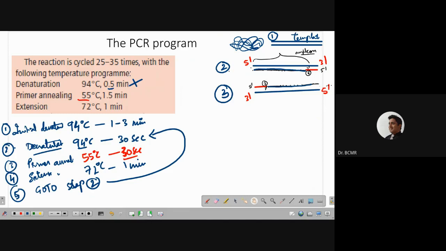Typically, PCR reactions will be made to go for say 25 to 30 cycles. So the PCR machine will keep on going through these temperatures: 94 degrees centigrade for 30 seconds, then 55, then 72, and will keep on going for about 30 cycles, and then it will stop. Sixth will be, say, stop. That is the core principle of PCR.